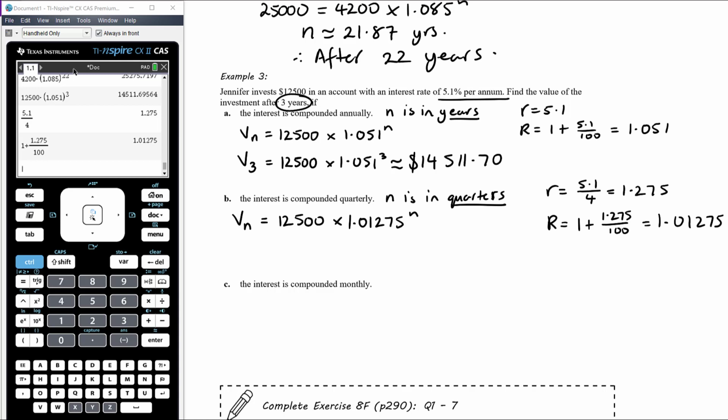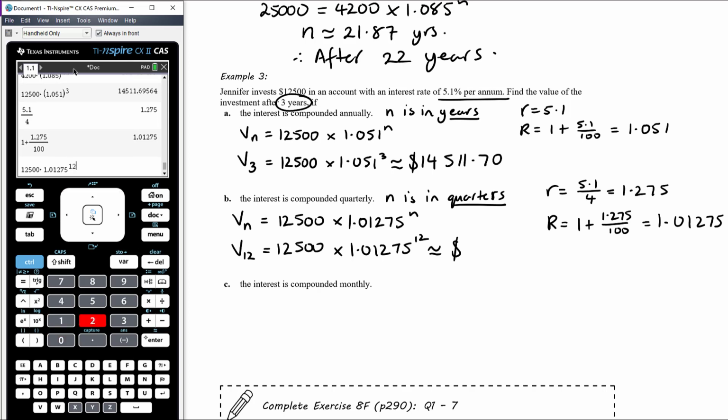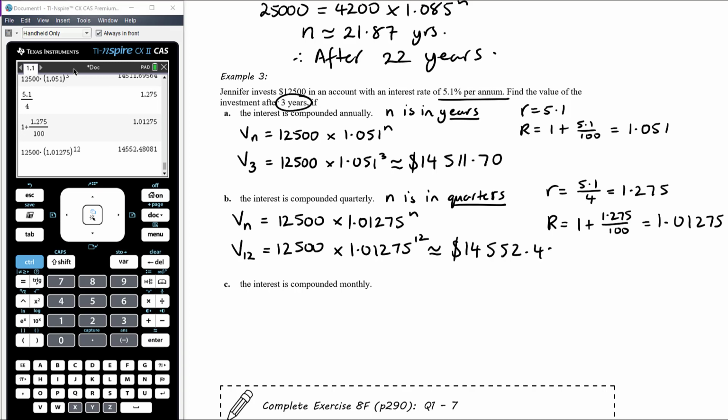Now, if we want the value after 3 years, there's 4 quarters in 1 year, so there's 12 quarters in 3 years. So 12,500 multiplied by 1.01275 to the power of 12. Okay, so it's going to be 12,500 multiplied by this number we worked out up here to the power of 12. Okay, so it's $14,552.48. So we expect that that's bigger than that. We're compounding more frequently, therefore we're calculating more interest on interest, and therefore the value after the same time period should be a bit more.